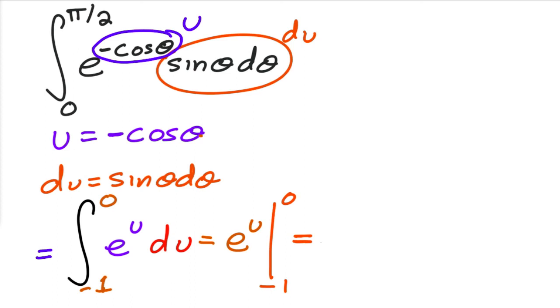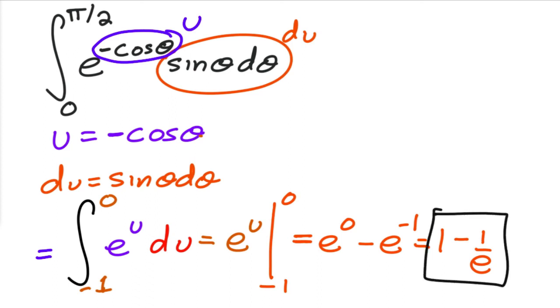So here now all you have to do is e to the 0 minus e to the negative 1. So this is 1 minus 1 over e. And that's it. So I prefer swapping the limits of integration. I think it's much simpler and less confusing once you get the hang of it, because you don't have to go back and forth trying to figure out what they are. But it's your choice.